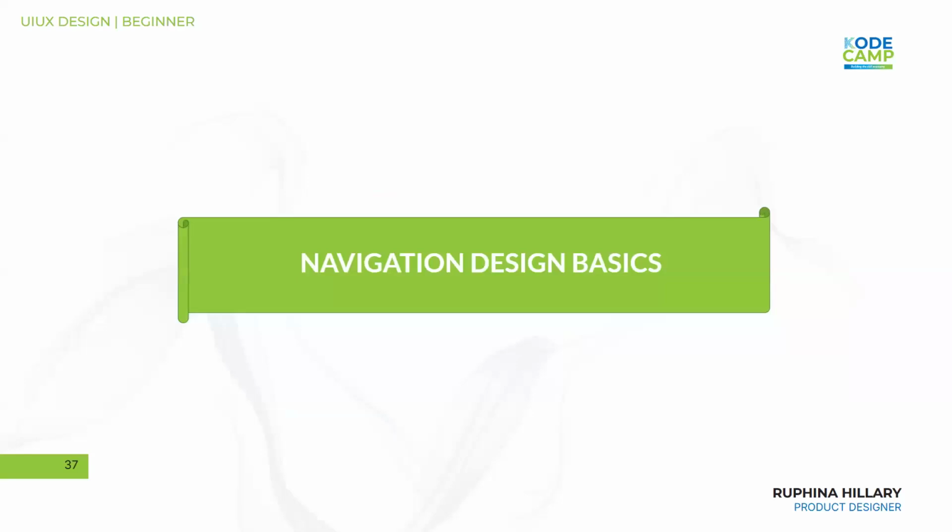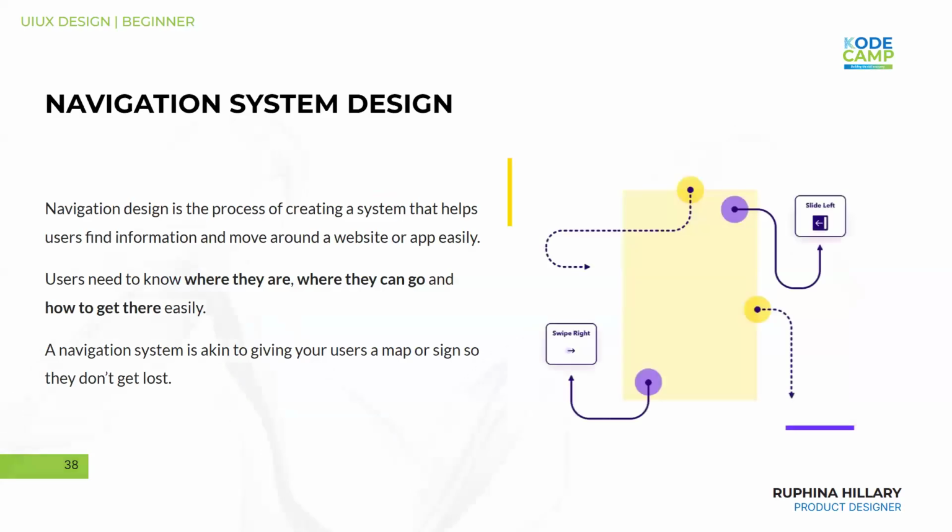Okay, so now we have discussed site maps, which is basically the organization component and the labeling component of the information architecture. So now let's discuss navigation systems as a component of information architecture. Navigation system is simply the process of creating a system that helps users find information and move around a website or application easily. So navigation design, we're now coming into the actual design. We're trying to create a system that helps users move around a website easily.